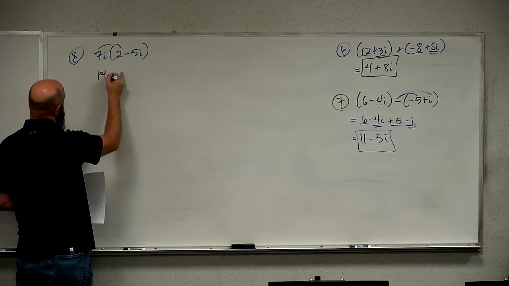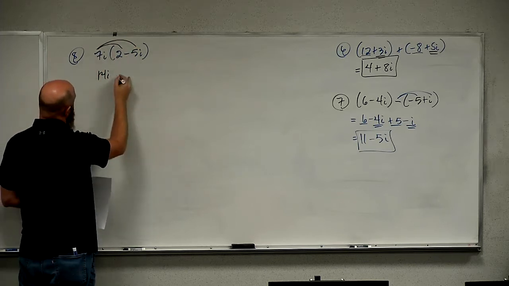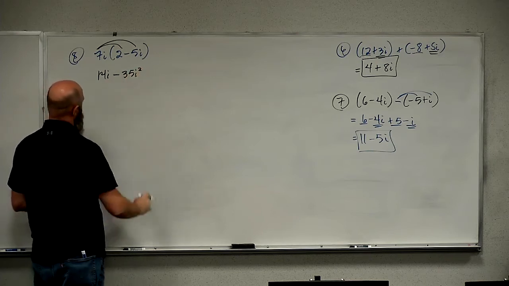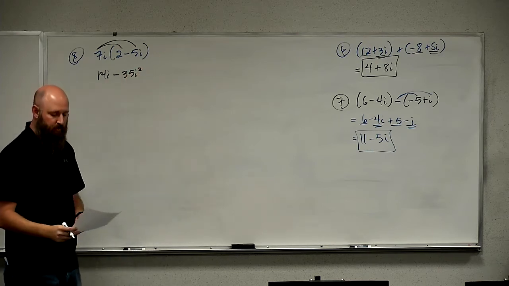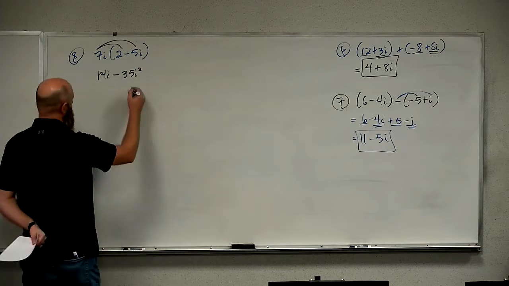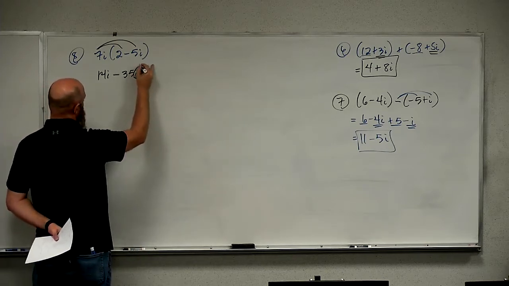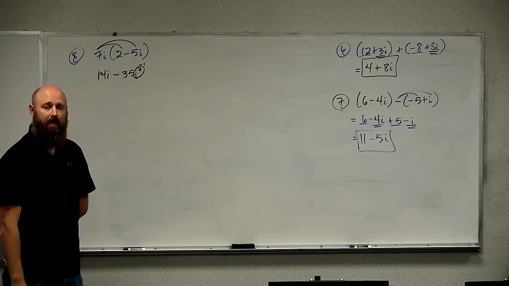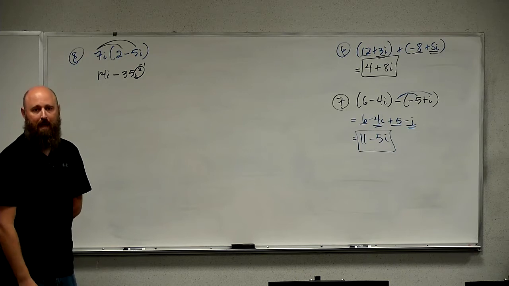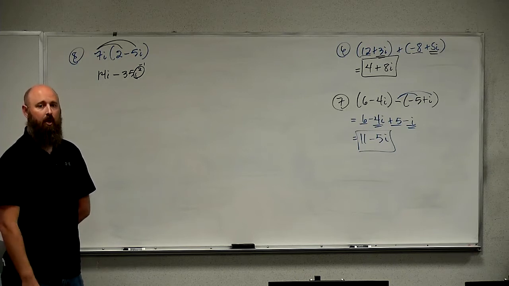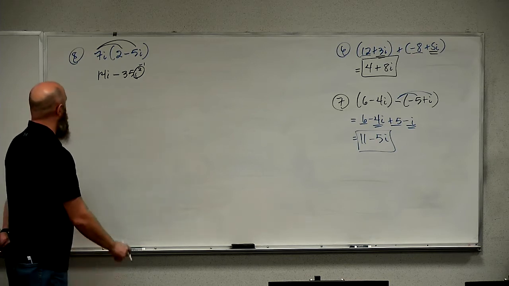We're going to get 14i minus 35i squared. We do have to remember something here, okay? i squared, that's -1. So we need to get rid of that. Anytime that we can convert those powers down, we should never have i with a power on it. We should always convert it over for those.